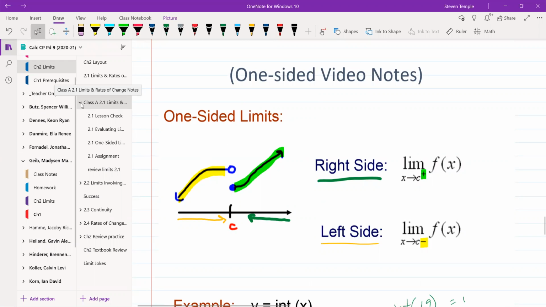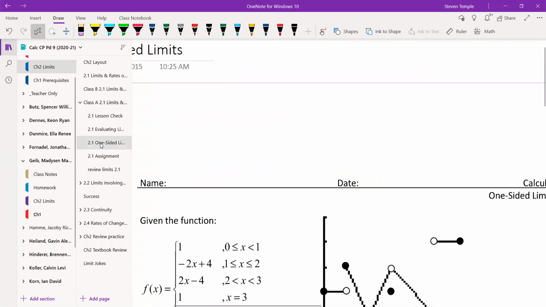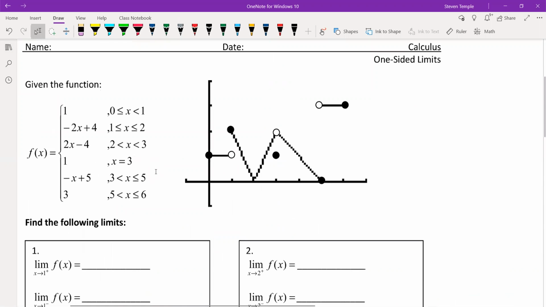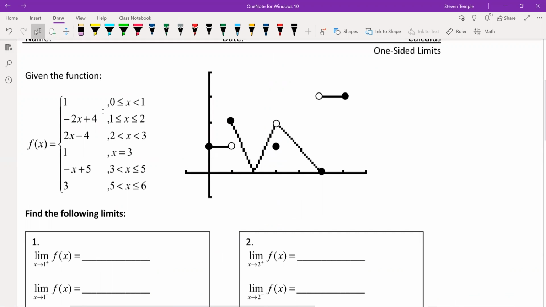In our OneNote, as you can see on my left side here, we have a 2.1 lesson check, 2.1 evaluating limits, and then 2.1 one-sided limits. This is the worksheet that I'm going to focus on. In this worksheet, we have a massive piecewise function with many rows, and this is the definition of it, and this is the visual of the piecewise function. So let's talk about one-sided limits and apply it to the graph itself, and then I'll show you how it's also applied using the function definition.